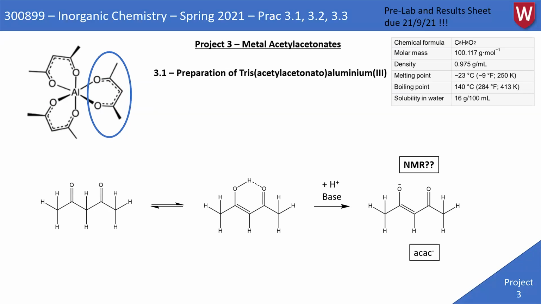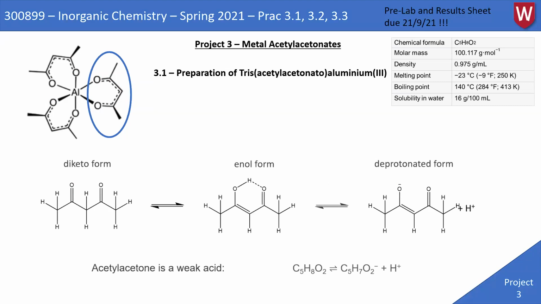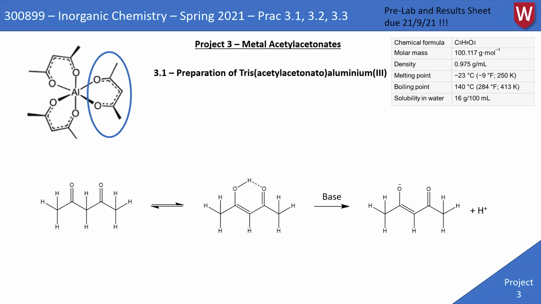And this actually grabs the proton. The basic conditions, obviously base is a proton acceptor, so it grabs the proton and leaves us with our deprotonated ACAC with the negative charge. So that's why in the deprotonated form, you'll see it's got this formal negative charge. And that's why our ACAC ligand overall has a -1 charge.